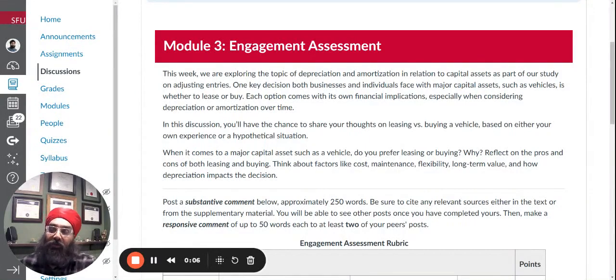So, by now, you have a good understanding of the accounting principles, most common ones anyway, and also the debit and credit system. In Module 3, we'll take things a step further beyond regular journal entries and posting the T accounts. We will now be looking at adjusting journal entries.